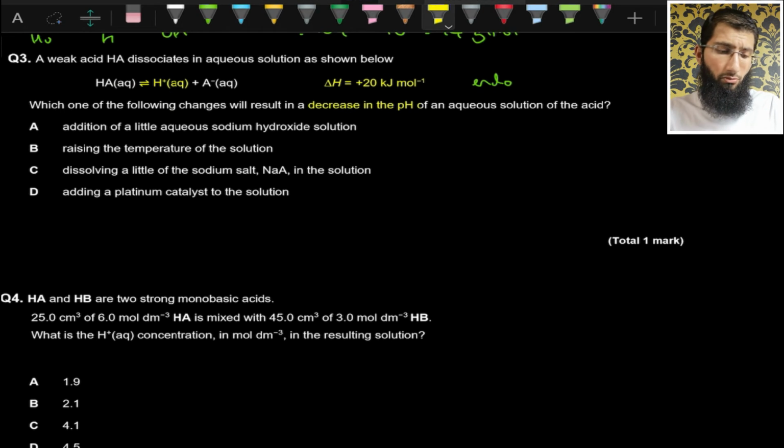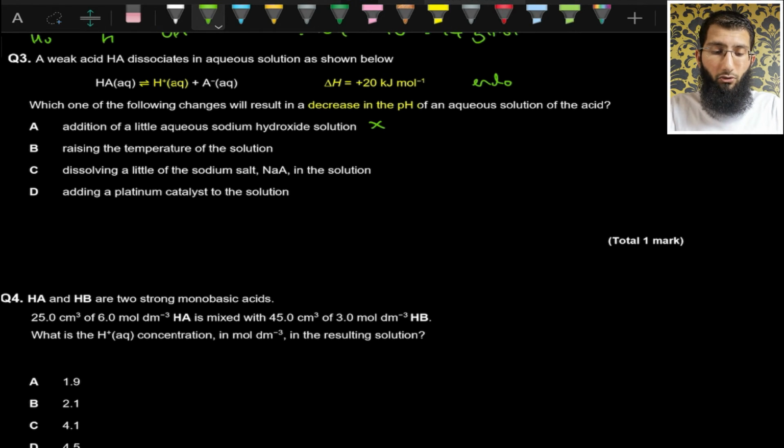So let's have a look at the options we've been given. Addition of a little aqueous sodium hydroxide. Okay, so sodium hydroxide is a base. It's going to introduce OH minus ions to this equilibrium. Well, the OH minus ions are going to react with the H plus. If it reacts with the H plus, the H plus will actually decrease. We want the H plus ions to increase so it gives us a more acidic solution. So it's not going to be that.